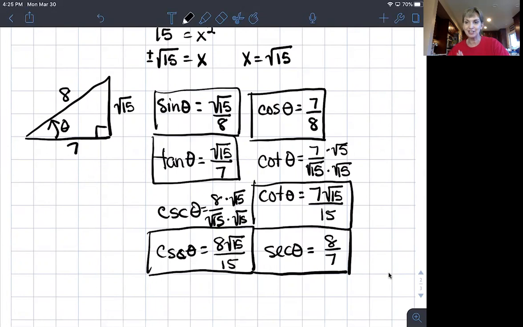Okay, and that's it for today on finding the 6 trigonometric functions of a right triangle. Hopefully you're comfortable with it. It's something you've done before, so it should be a good review for now.